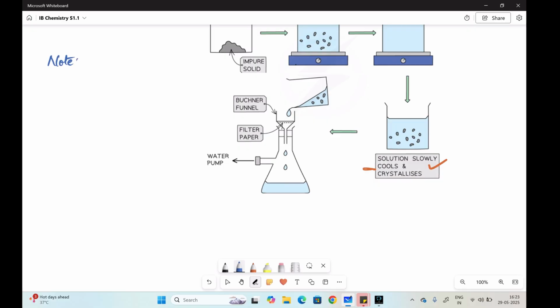Let me write the note point. The note is you should not boil to dryness. Some water must be there. You can say do not boil to dryness. Second, cool slowly. It's a very slow process. Next separation technique is recrystallization.